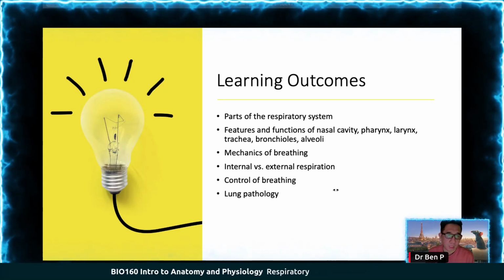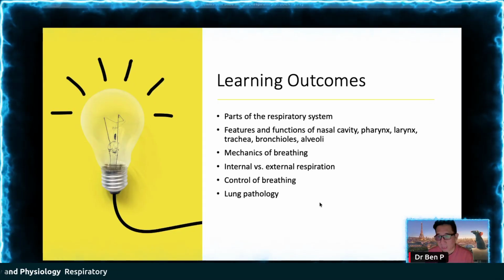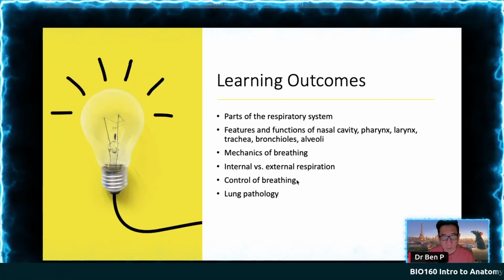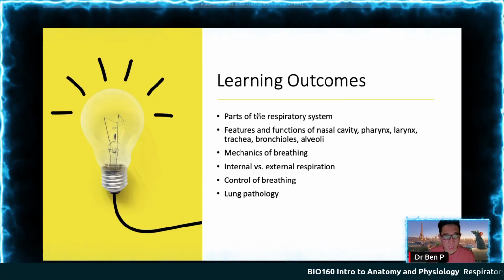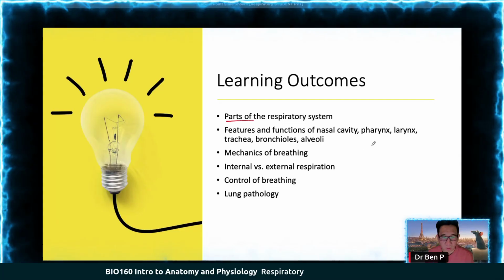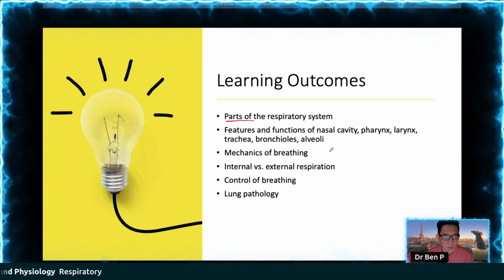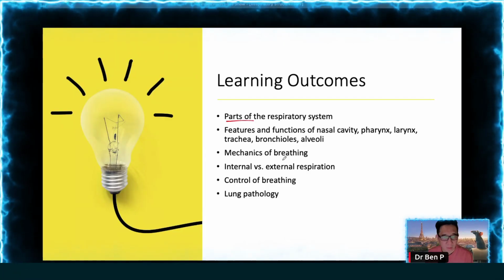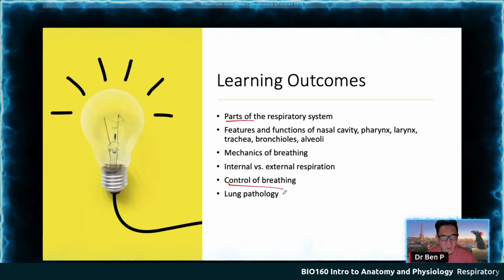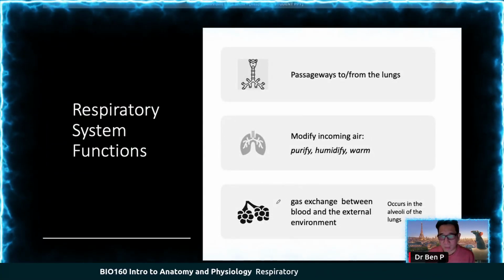Here we go. The learning outcomes talk about the parts. We're going to look at the anatomy of the respiratory system. When we talk about anatomy, those are the parts that we have, the features or functions of your nose, pharynx, your throat, your larynx, your voice box, trachea, bronchioles, and alveoli. Mechanical breathing. We're going to talk about internal versus external respiration, and then we're going to go into controlled breathing. And last but not least, we'll look at the pathology of the lungs.